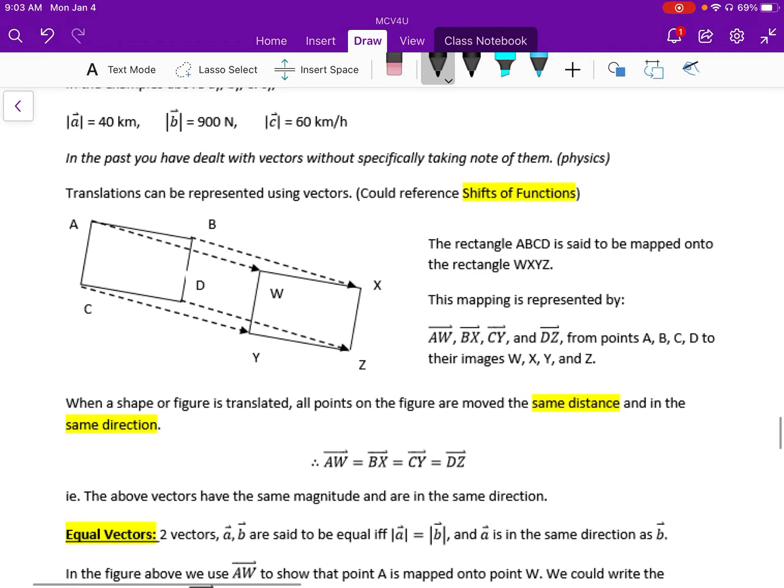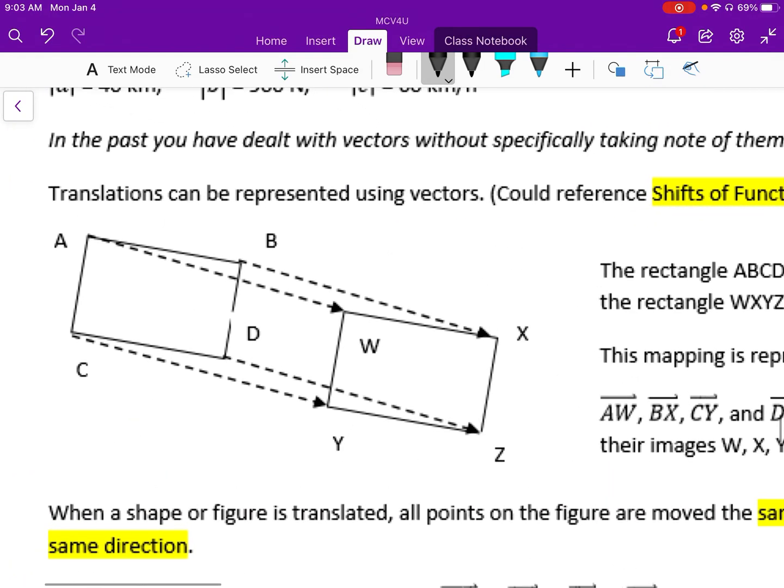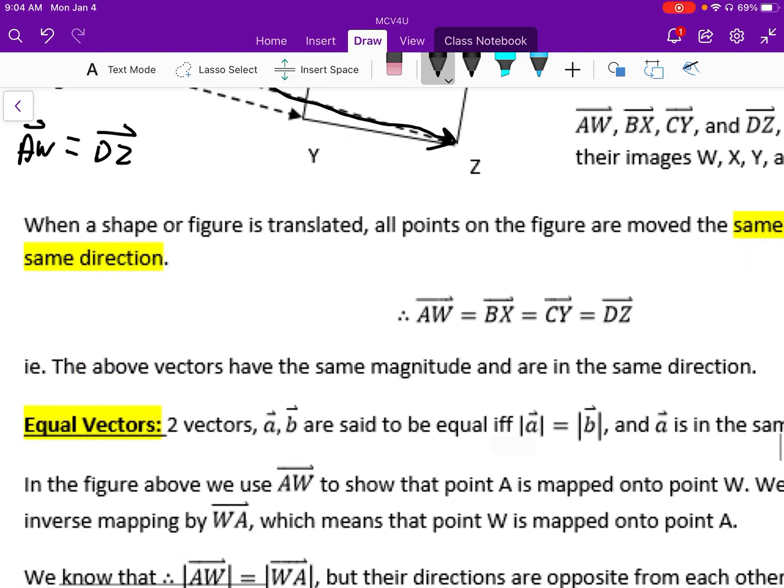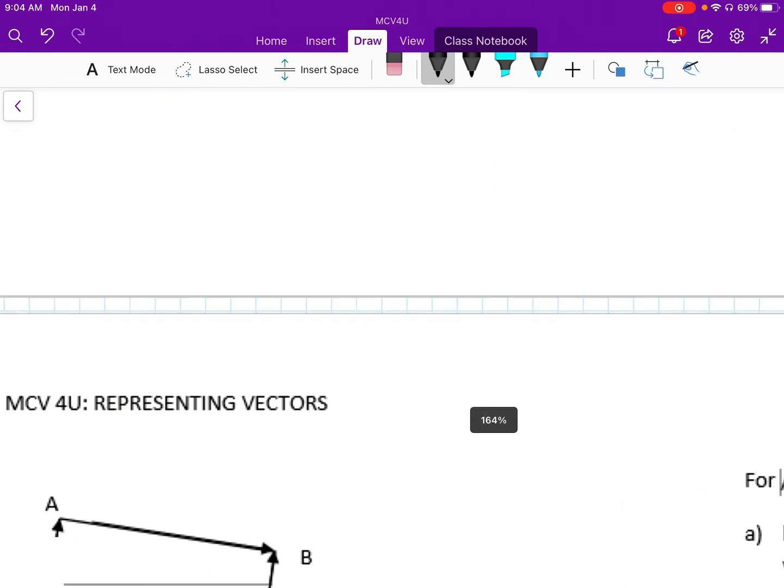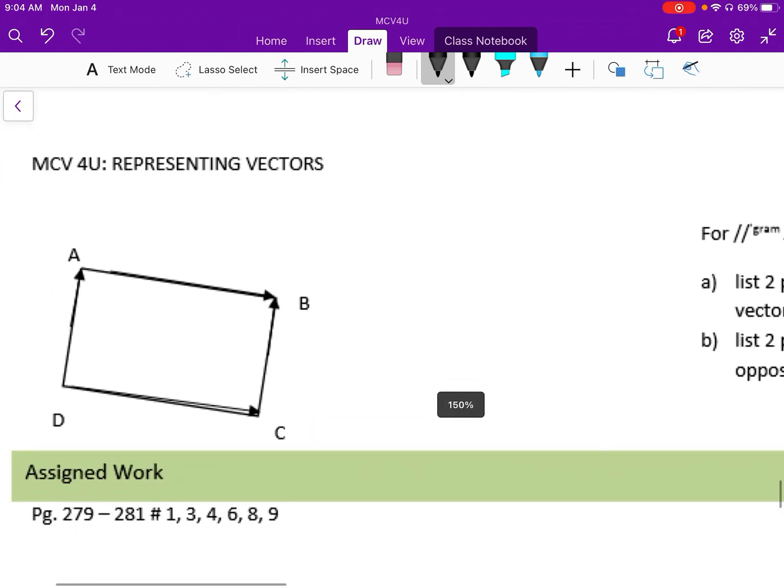It's the same thing with the mapping on this one here, going from one rectangle to the other rectangle. AW, and I'll just draw a little thing here so you can see it, is the equal vector to DZ. We literally say that. We can say that vector AW is equal to vector DZ. And we're going to use those. So it's the one thing to take a look at.